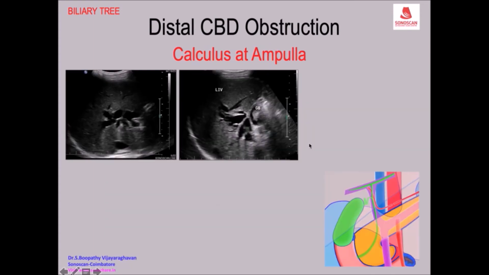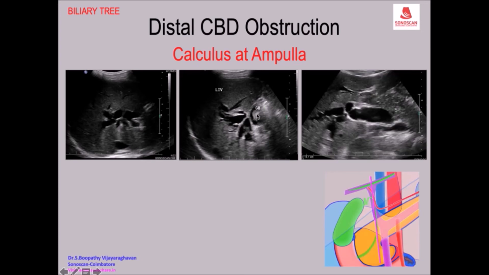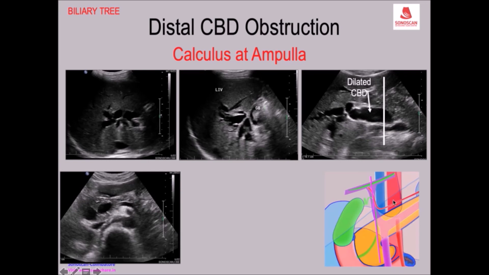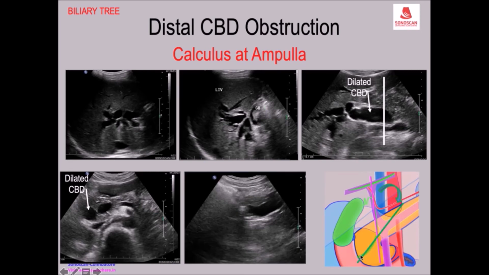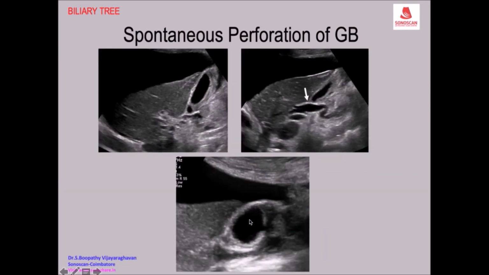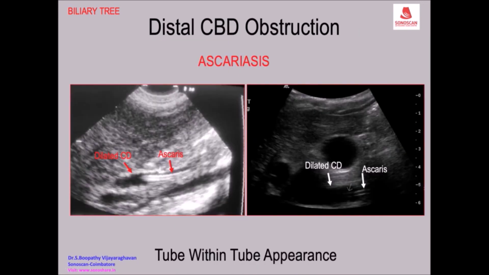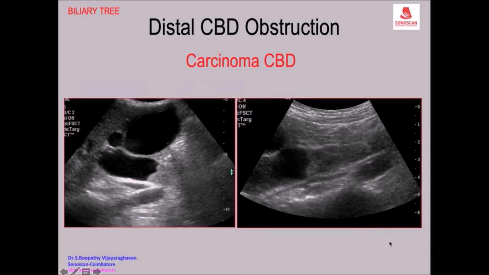The calculus may be impacted at the ampulla, again with dilated radicals, contracted gallbladder, and dilated CBD, and as I said, you must rotate the transducer to see the terminal end of the CBD. Here you will see the CBD, and if you see the gallbladder, you see the thick walls here. With high frequency, you see the thick walls, which is due to a breach in the wall of the gallbladder, with leak of the ascaris causing obstructive jaundice.